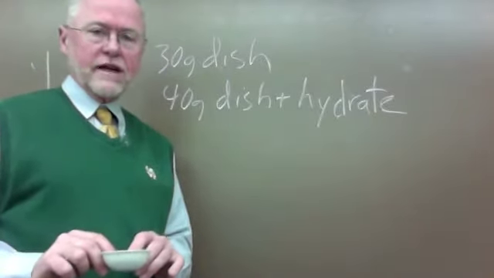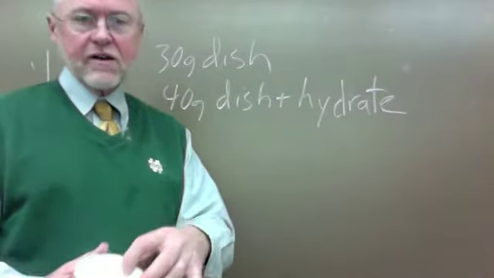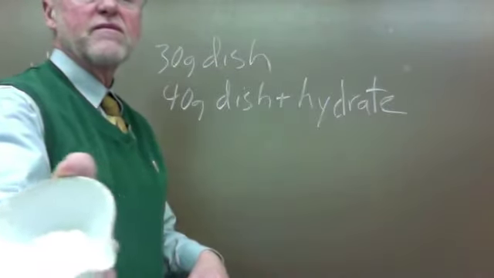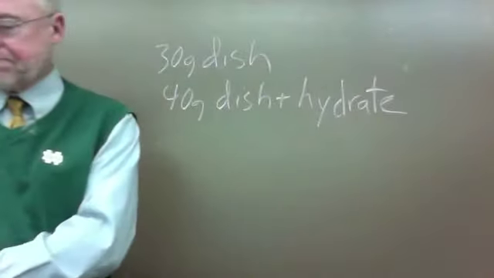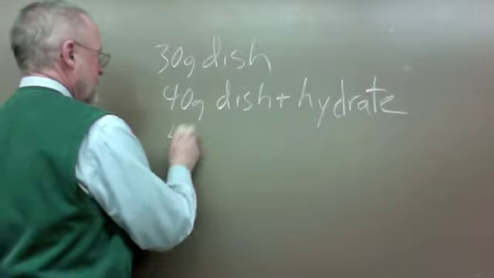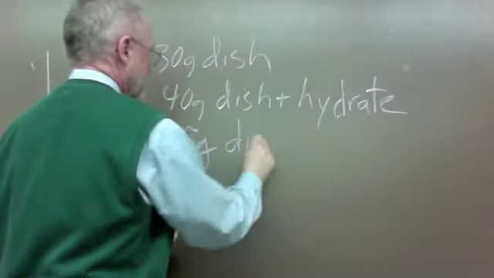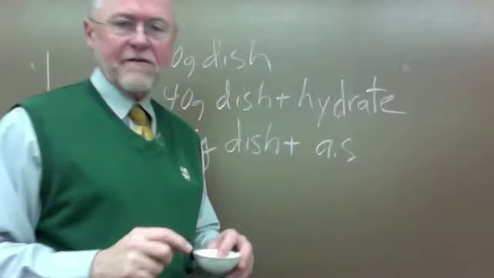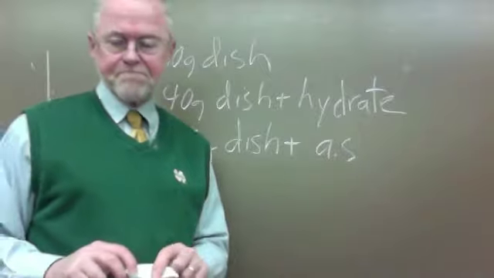Now I cook it, heat it, get all the water out until it looks like this. There it is. And I weigh it. And now it weighs 35 grams. The stuff that's left is called anhydrous salt. It's a hydrate with the water taken out.